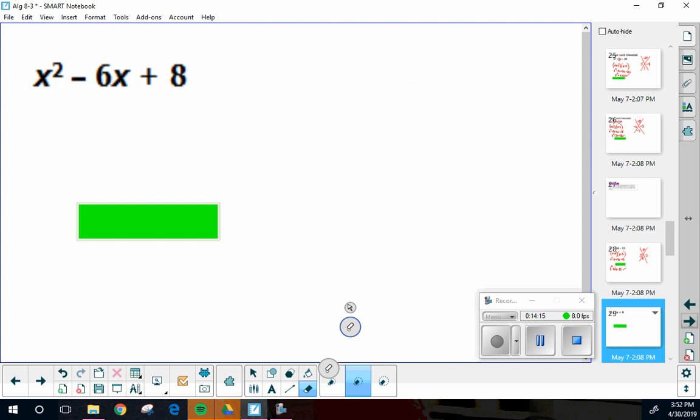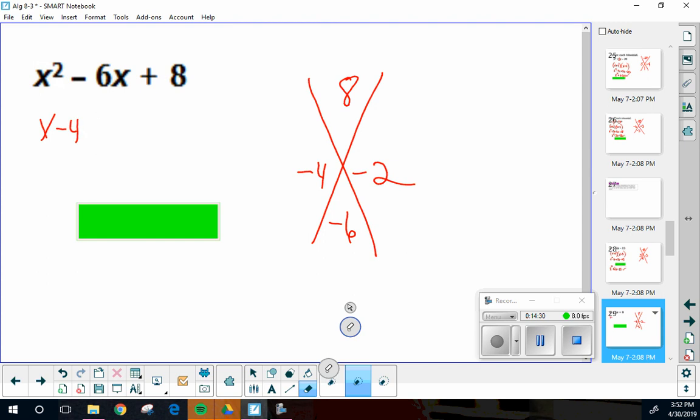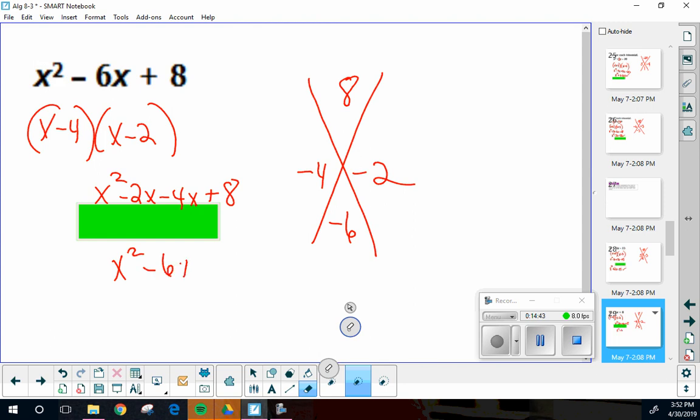On this one, we have an 8 at the top and a negative 6 at the bottom. Negative 4. Oops, a little too happy. Negative 2. Answer is x minus 4, x minus 2. Just to check, x squared minus 2x minus 4x plus 8, x squared minus 6x plus 8.